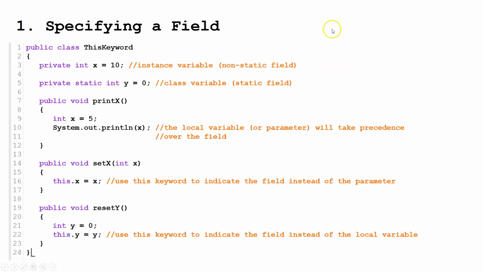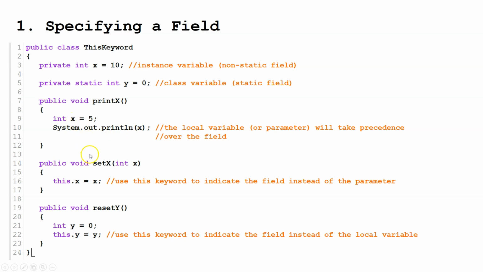So first, to specify a field. Now I've created a couple of fields. One's static, one's non-static. And then I've created some methods. Now let's look at the printX method. You notice I've got a local variable with the same name as the field. This is legal. However, when we tell it to access x, it is going to give the local variable precedence.